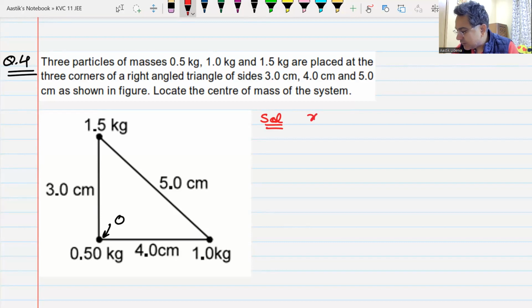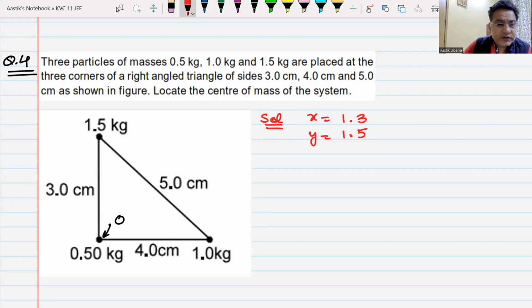The x coordinate is 1.3 centimeters, and the y coordinate is 1.5 centimeters. So that is the answer I have been given. Just check whether you get the same answer or not. Anyone getting the same answer?